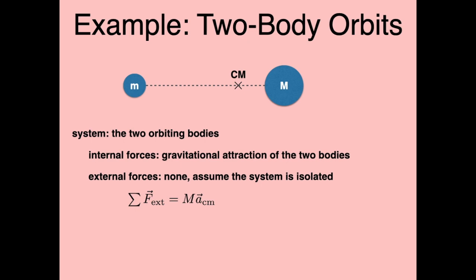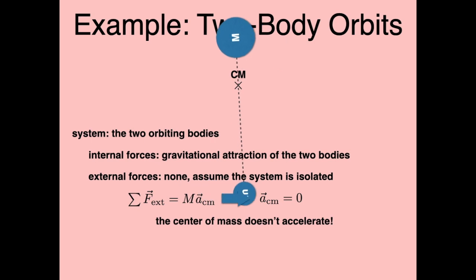So our result was that the net external force acting on this system is equal to m times a_CM. And in this case, we're going to assume that there's no external force at all, which tells us that a_CM is equal to 0. Okay, so that's a really important result. The center of mass here is not accelerating for this two-body system. And so what does that mean? What does it mean if the center of mass isn't accelerating?